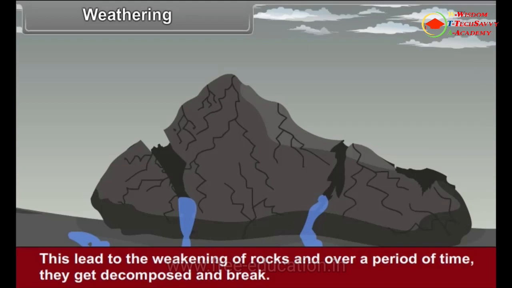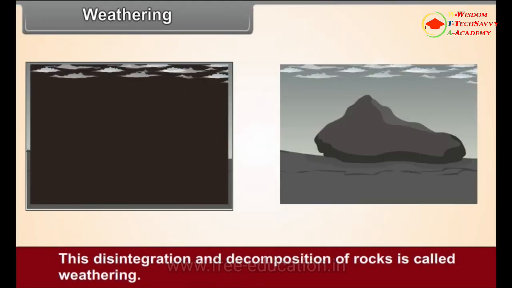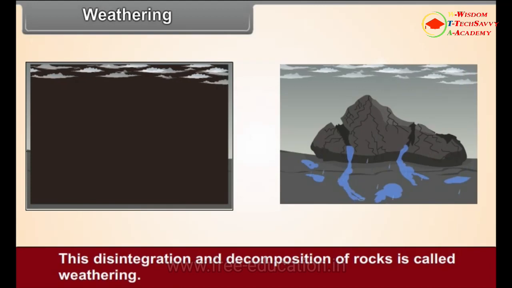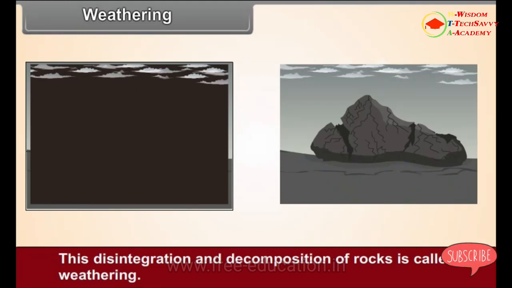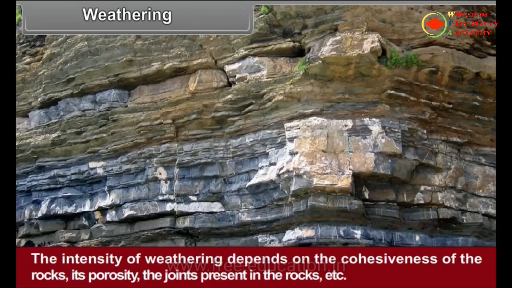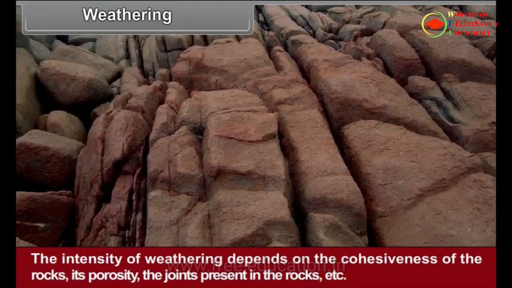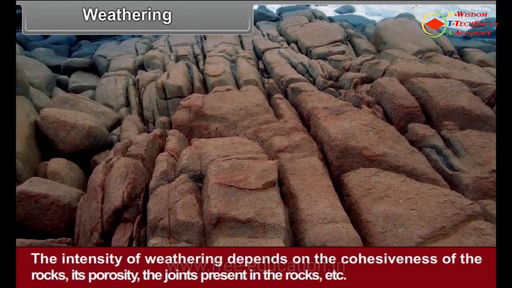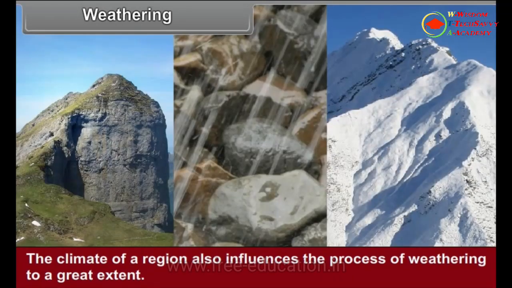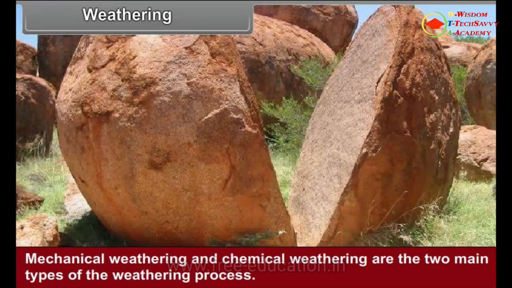Weathering also depends on the properties of rocks. The intensity of weathering depends on the cohesiveness of the rock, its porosity and joints present in the rocks, etc. The climate of a region also influences the process of weathering to a great extent. Mechanical weathering and chemical weathering are the two main types of the weathering process. Mechanical weathering mainly leads to the disintegration of rock, whereas chemical weathering causes decomposition of rocks.